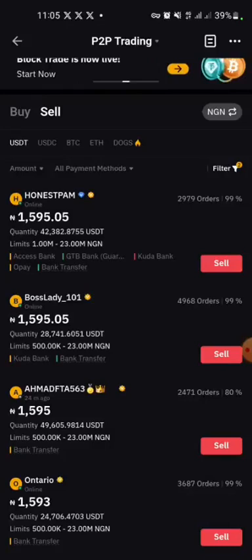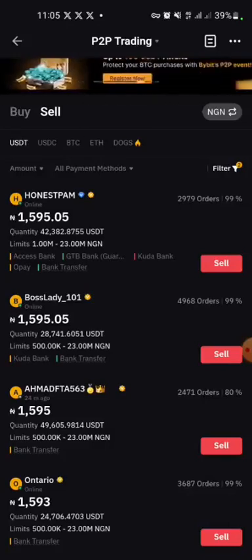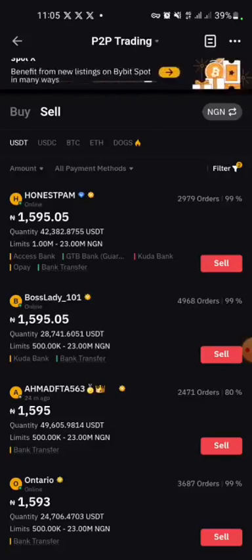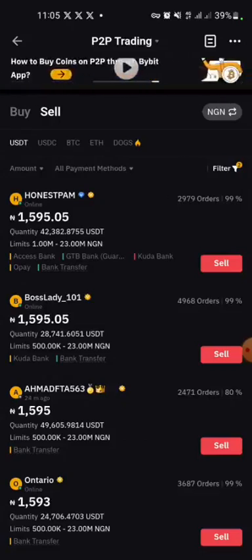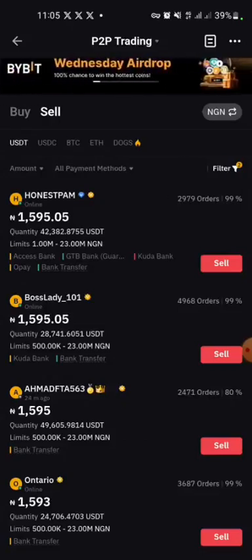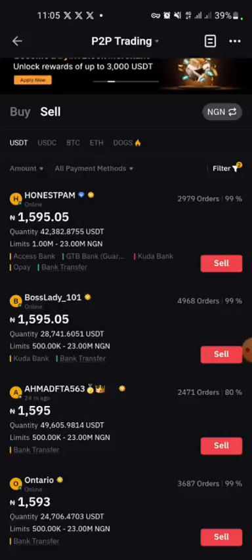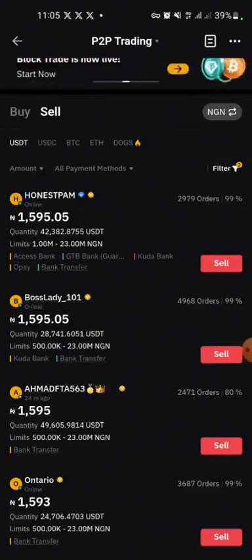And look at the completion rate beside it. The completion rate is 99%. That means out of 2,979 transactions, he has completed 99%. Wow, that is exceptional. You understand? That's exceptional. That means this person is legit, right? This person is legit because of the completion. But before you go ahead and choose this person, there are other things to note.